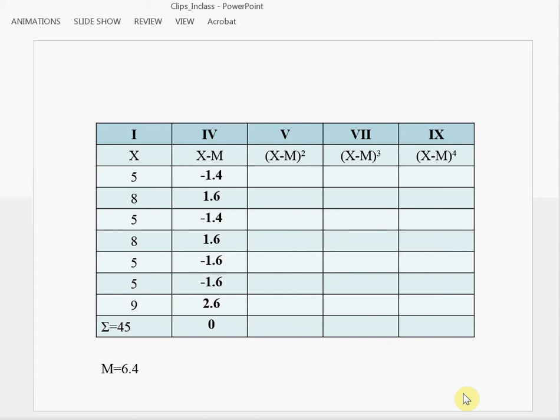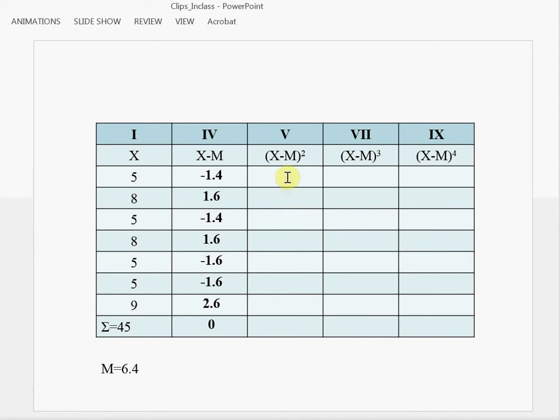We obtain deviations such as this. There are positive deviations, there are negative deviations, and when you find the sum of these deviations, you obtain a sum of 0. The positive and the negative deviations all cancel out.